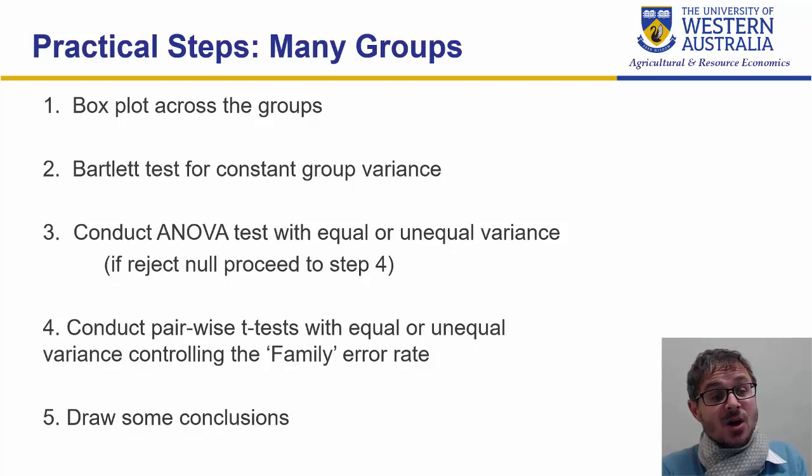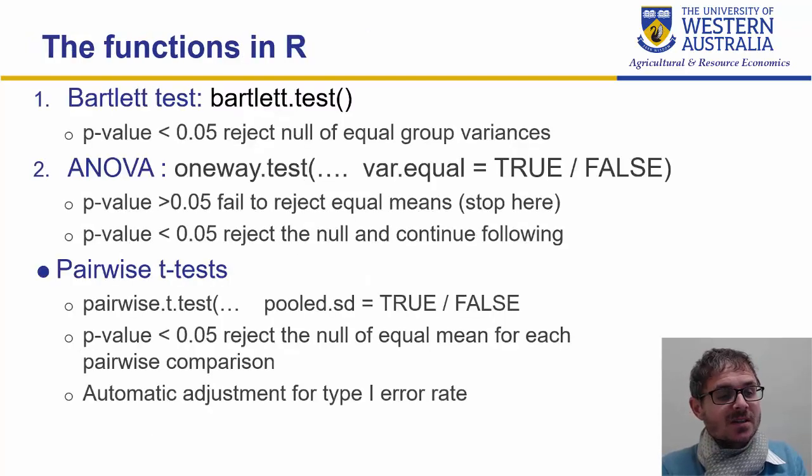Then we conduct the ANOVA test with equal or unequal variance depending on what the Bartlett test has come up with. Then if we reject the null for the ANOVA test, we go on to the pairwise t-test comparisons with equal or unequal variance, and we will know that we will adequately address the issue of increased type 1 error rate.